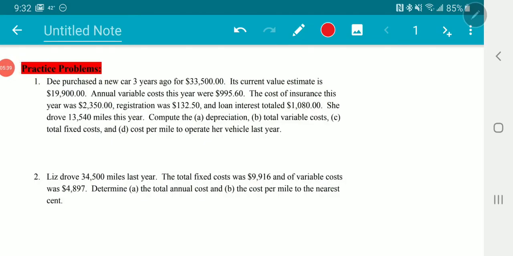All right, here we go with 9-5. We're starting to talk about things like depreciation in a car, cost per mile, and variable and fixed expenses.